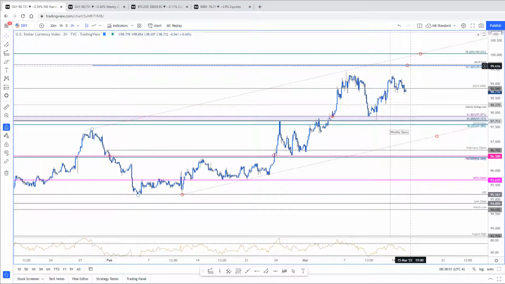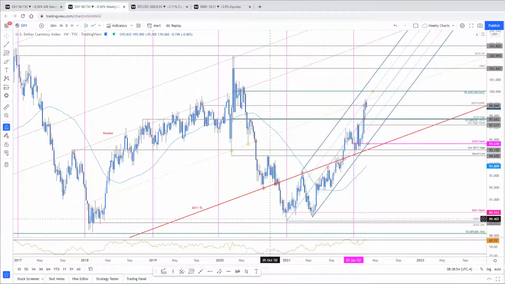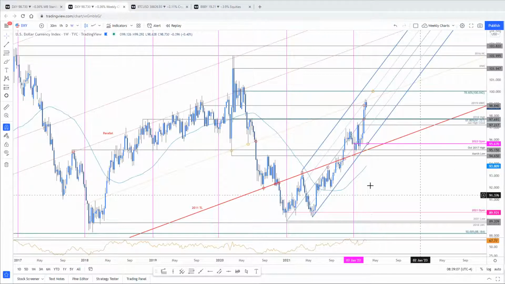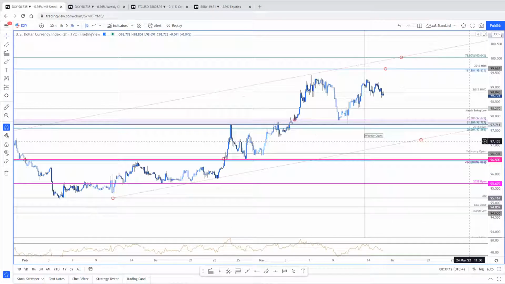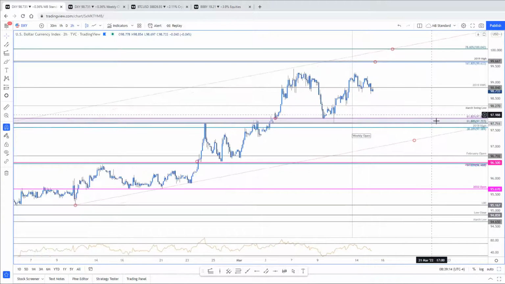Remember, markets have priced in these rate hikes. The question is, does this upset the rate hike outlook that most traders, most economists are working with at this point? Questions on DXY? All right, let's move right on.